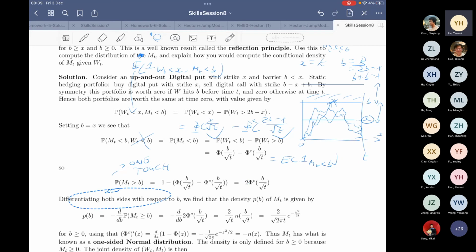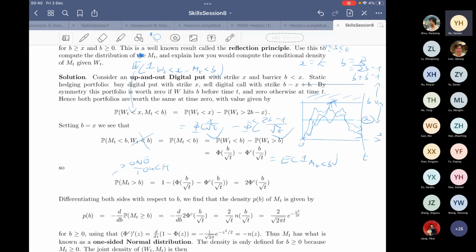If you differentiate both sides with respect to B, the density of the maximum is given by minus dB of this expression, because this is the complementary distribution, not the distribution, so you have to put the minus in front. We saw that in the very first lecture. You differentiate the inside, and you've got a minus there, but you're also taking a derivative of phi complement, which also has a minus. So the two minuses cancel each other out, and otherwise the 2 is still there.